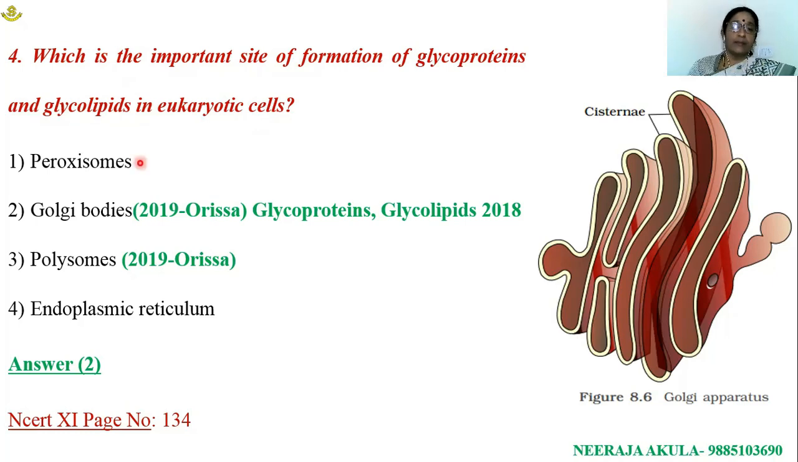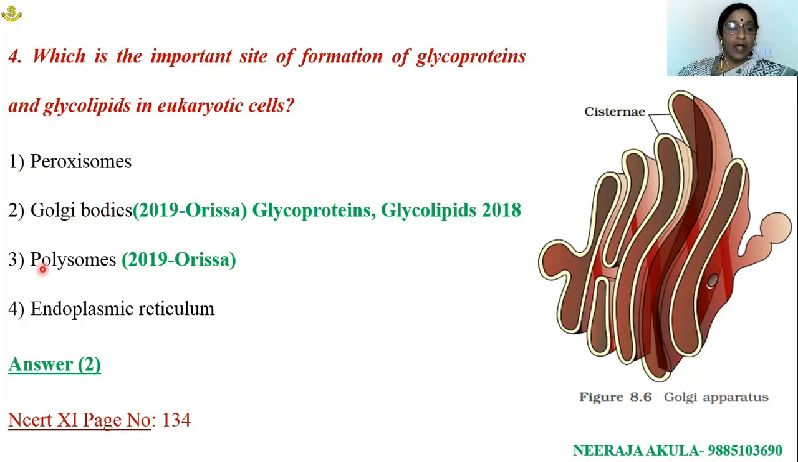Which is the important site of formation of glycoproteins and glycolipids in case of eukaryotic cells? So let us see options. Peroxisomes. These are also known as microbodies. They possess oxidative enzymes which play an important role in case of plants for photorespiration. Golgi bodies. These are the structures which are responsible for modification, condensation and packaging of the substances.